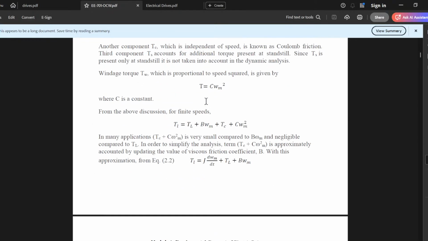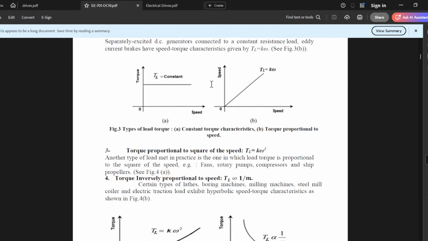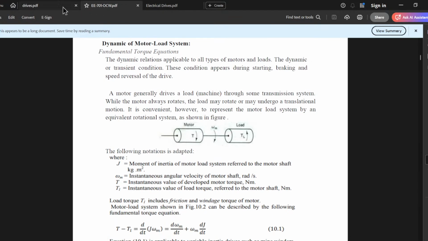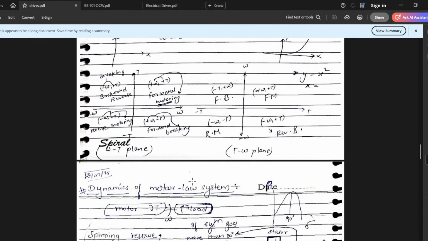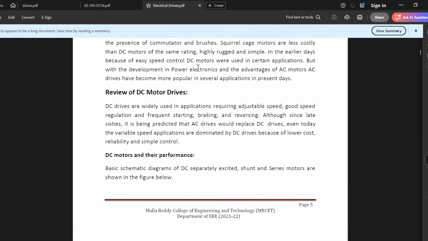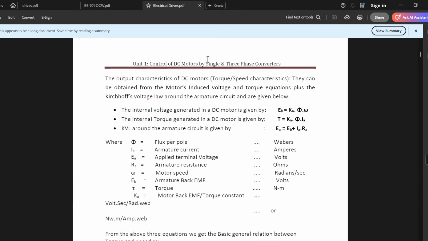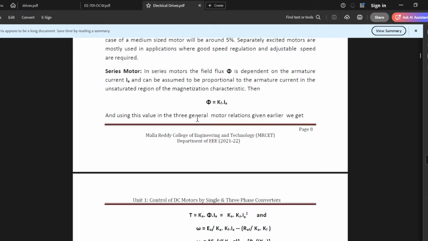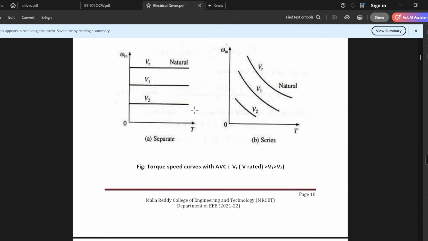After this, we have friction torque components, load types, power proportional to, okay, dynamics of motor load system, dynamics of motor load, it should be load here. What do we have here then? Okay, this is also important. Steady state equivalent of a DC motor, armature, flux, all these things. Shunt, separately excited, okay, speed torque, DC motor speed control.